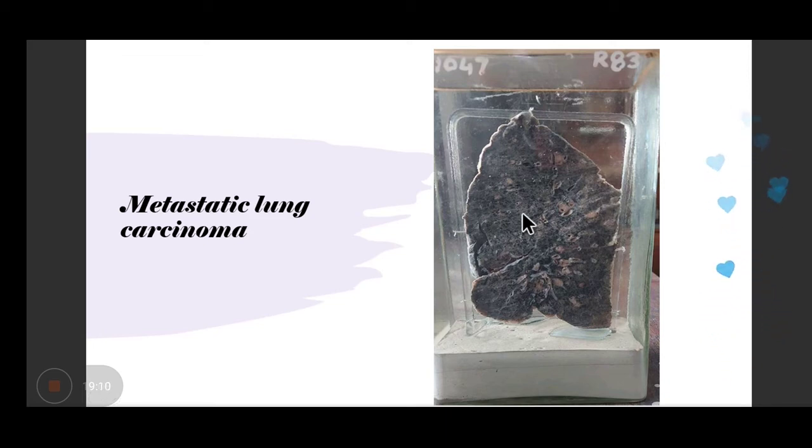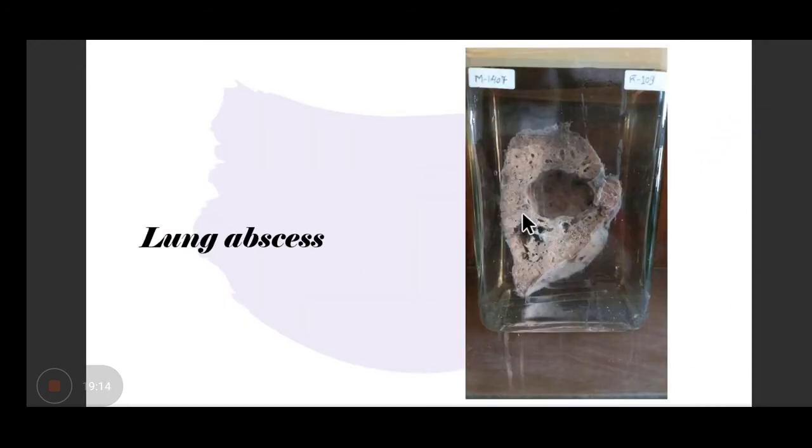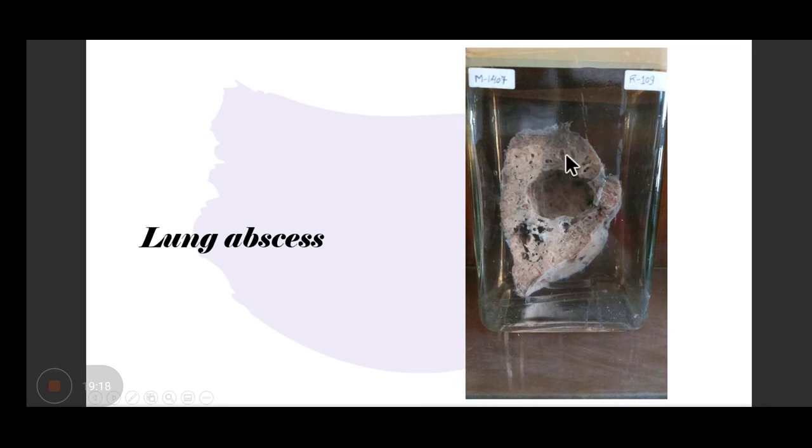Now, this is important. You should know the difference between bronchogenic and metastatic carcinoma. Now next is the lung abscess. Lung abscess means a big bulla. You should know how abscess formation happens. What will you see in an abscess? Inflammation will be seen.